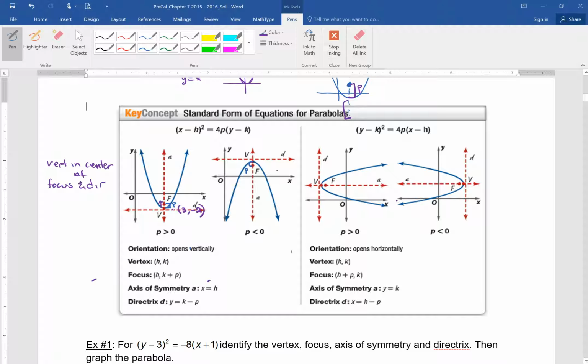Well, let's see. My vertex always has the letters h and k. Now, if I'm at the vertex and I have to go to the focus, I have to go up on this line, on this axis of symmetry, right? My h stays the same, and I add p to the y-coordinate, okay? So let's take this example. Look here.